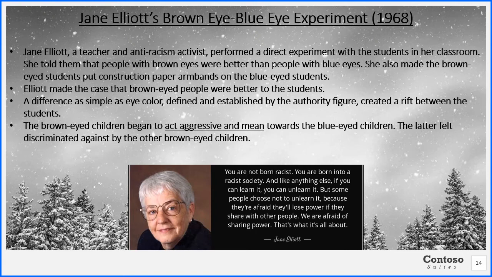And then she made the brown-eyed students put construction paper armbands on the blue-eyed students, so as to signify that they were different or less than. And then Elliott made the case that brown-eyed people were better students. Over time, throughout the day, she started to notice that the brown-eyed children started to act more aggressive and mean and start bullying the blue-eyed children. And that's just because the authority figure, their teacher, told them that they were better than the other students, just based on their eye color.